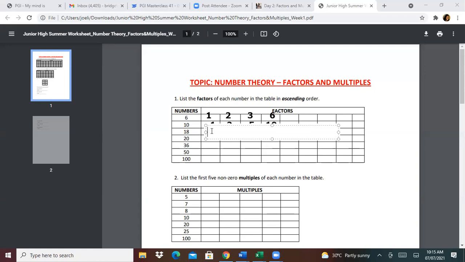1, 2, 3, 6, 9, and 18. Okay, that was a mouthful. 1, 2, 3, 6, 9, and 18. Awesome stuff. Very good, gentlemen. Okay. And so, Jonathan, we're going to come back to you. You're going to do 20 for us. What are the factors of the number 20?